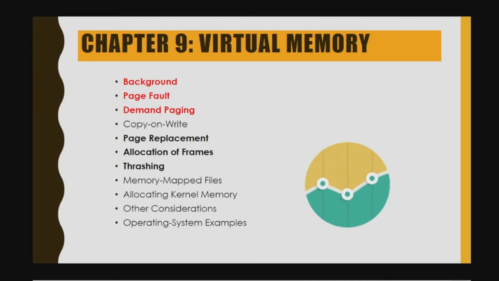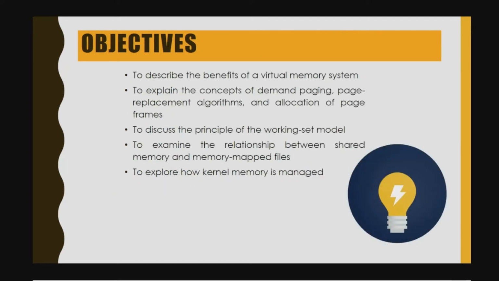So in this chapter, we'll cover the background part and the page fault. What is the page fault? We have the paging inside the table, and what is the page fault, and then demand paging, and then we will learn about page replacement, allocation of frames, and tracing. So in the first part we learn the first three, and then we continue with another part with page replacement, allocation of frames, and tracing.